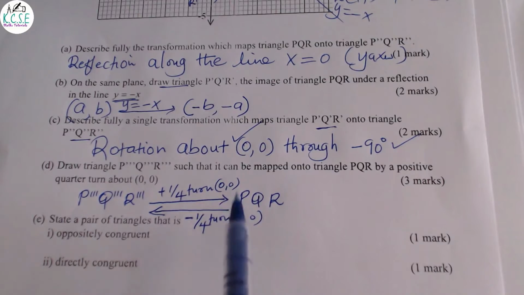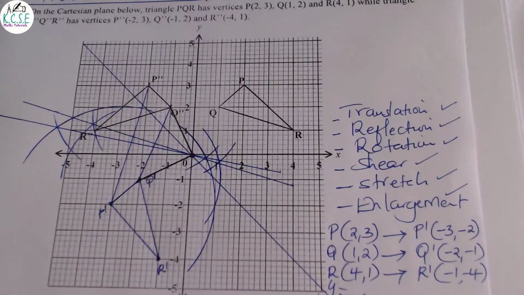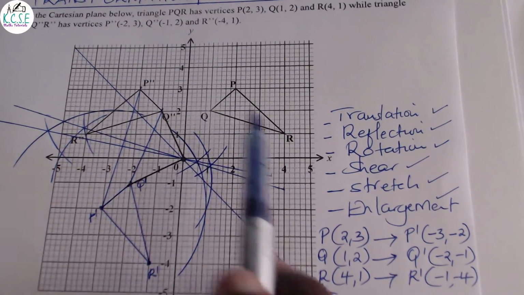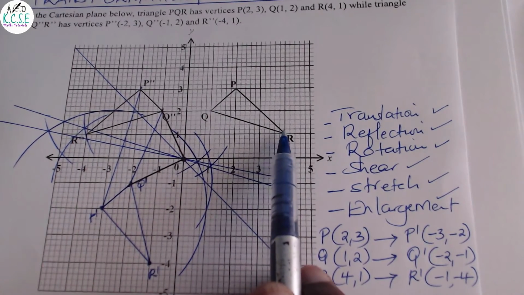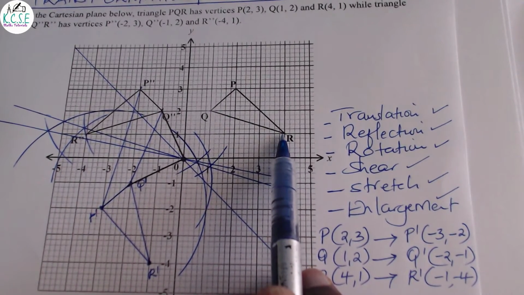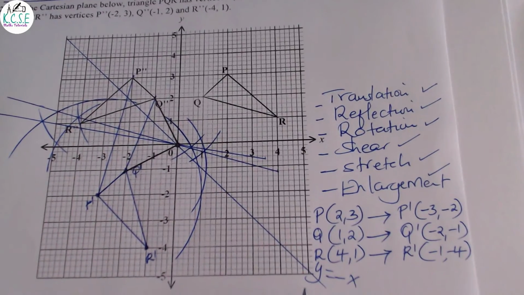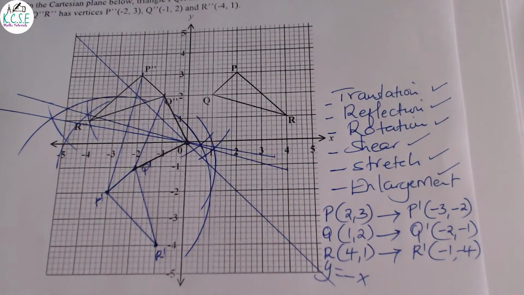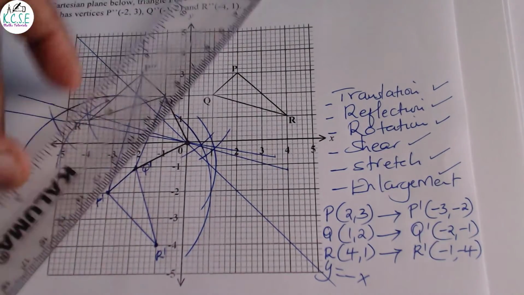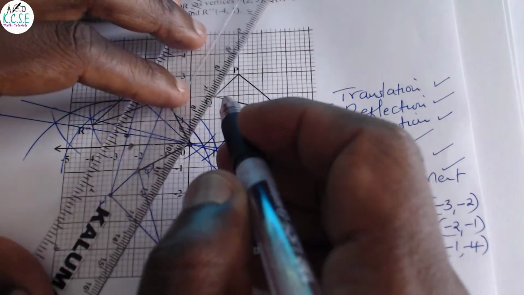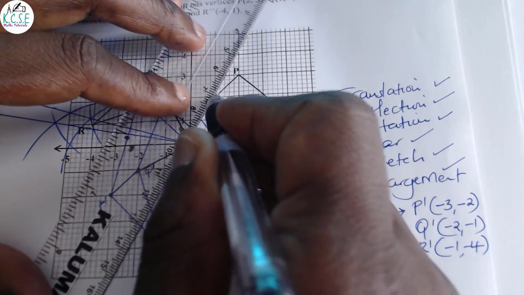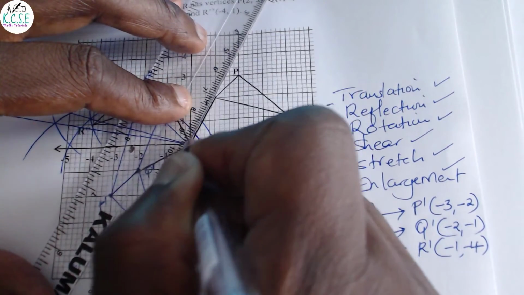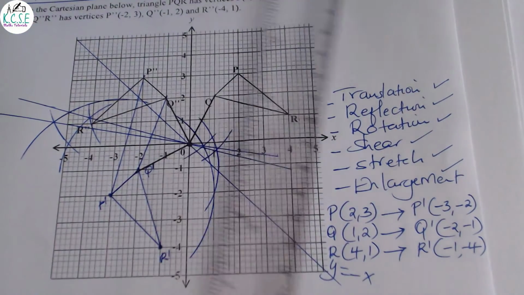So negative quarter turn. We need to go to the diagram here, look at this PQR and rotate it by a negative quarter turn about the origin. And this is how we do it. We join each point to the center of rotation. So we start with Q, join Q to the center of rotation. This is how we rotate it through a negative quarter turn.